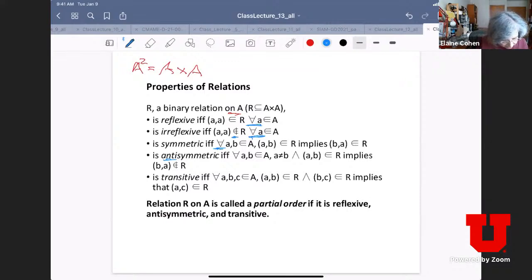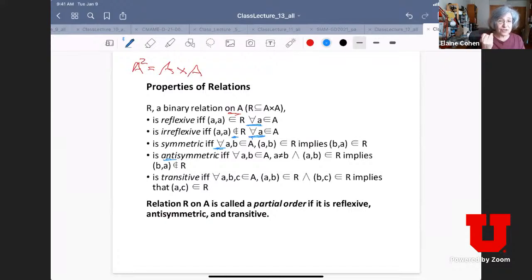Okay. Finally, a relation is transitive if and only if for all a, b, c in A, if a is related to b and b is related to c, then a is related to c. Okay? Now, you can have some that are related and some that are not. There's nothing called anti-transitive, but there's something called transitive and not transitive.